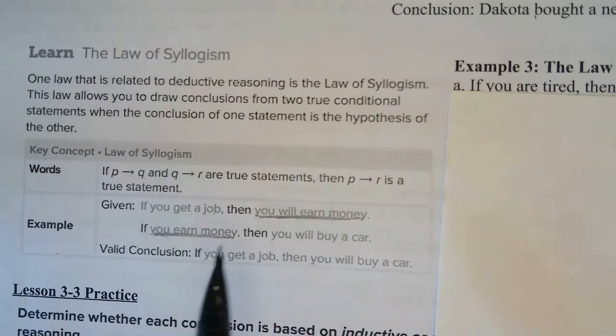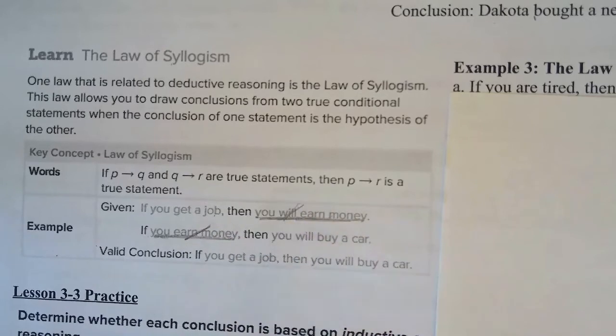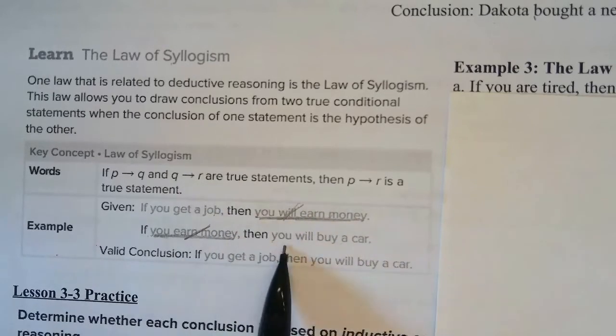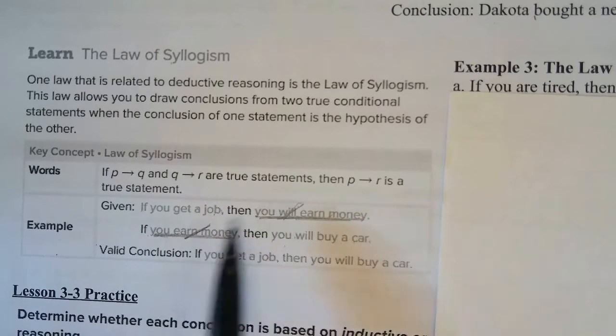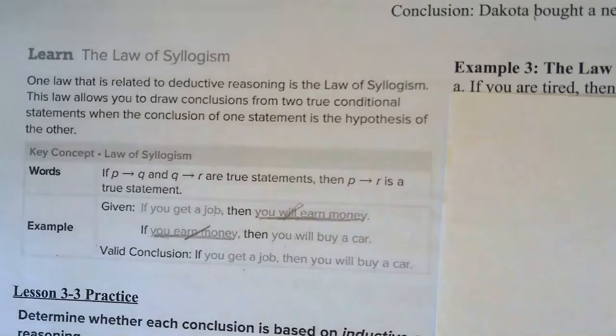So here would be my conclusion. It's kind of like taking out those two pieces and putting my others together. So if I get a job, then I will buy a car. So you can bypass these two parts about money because I already know that's going to happen.